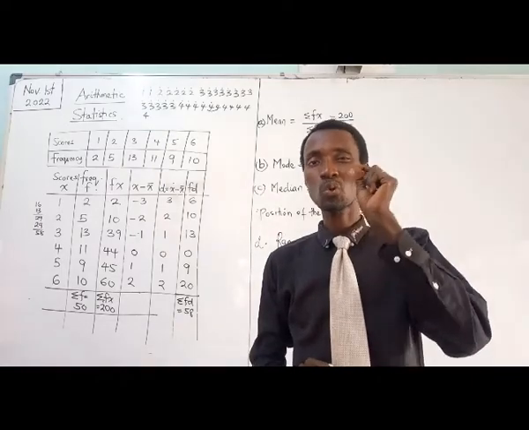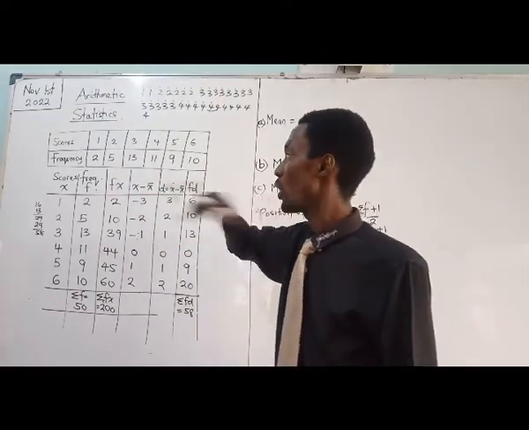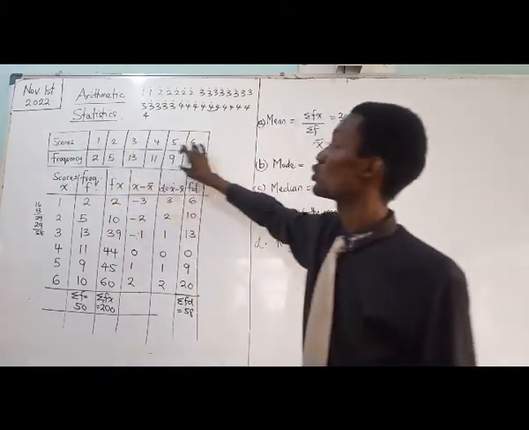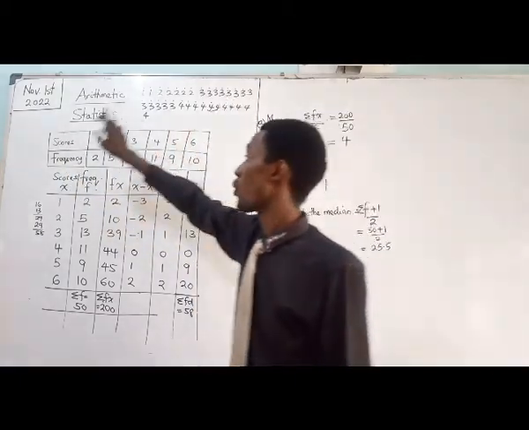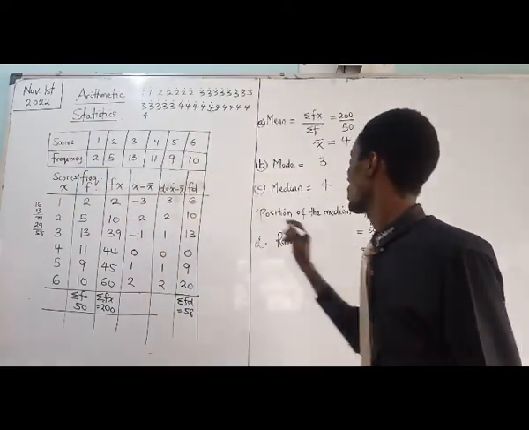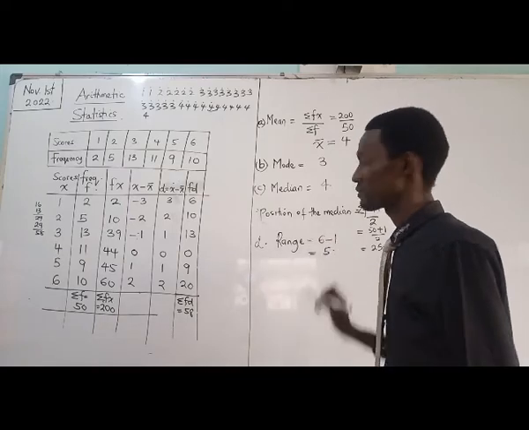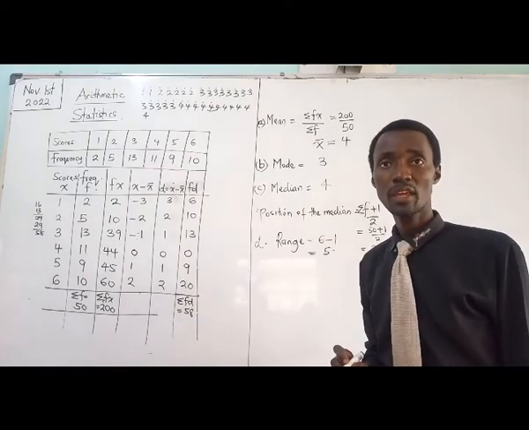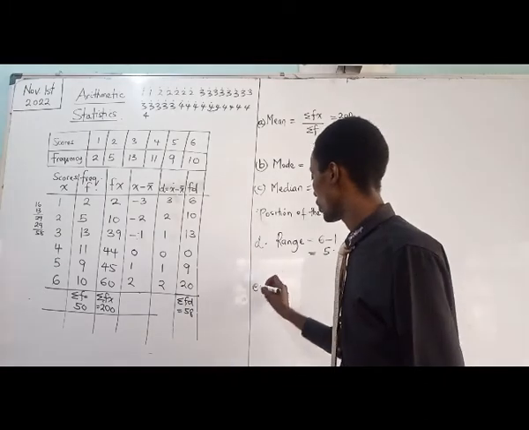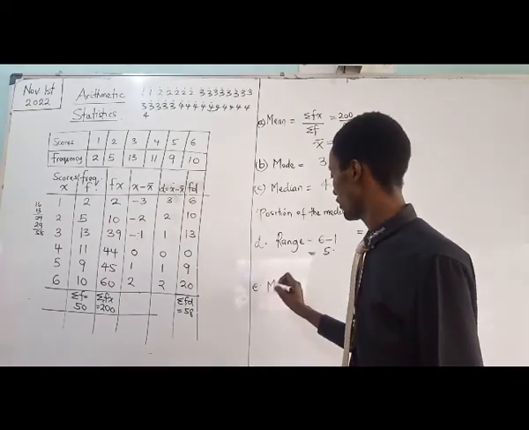Range will usually focus on score. So, what score is the lowest? And you don't need frequency to do range. What score was the lowest? 1. What score was the highest? 6. So that will be 6 minus 1, which is 5. Is that okay? Yes. Now the next one says mean deviation. Mean deviation.